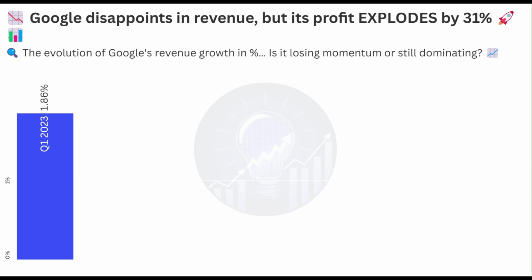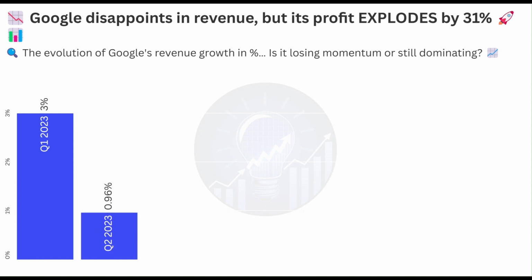In the fourth quarter of 2024, Alphabet reported revenues of $96.47 billion. Although this figure represented an 11.8% growth compared to the same period the previous year, it fell short of market expectations by $170 million. On the other hand, adjusted earnings per share, EPS, were $2.15, exceeding the estimated $2.13 and achieving a 31.1% year-over-year growth.